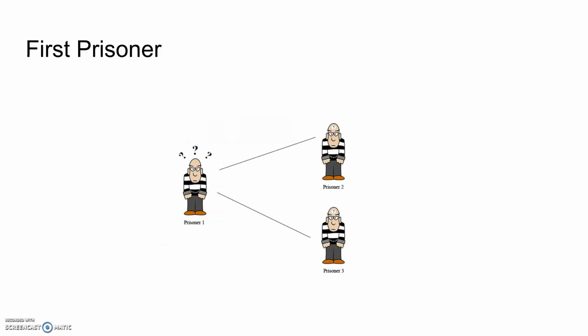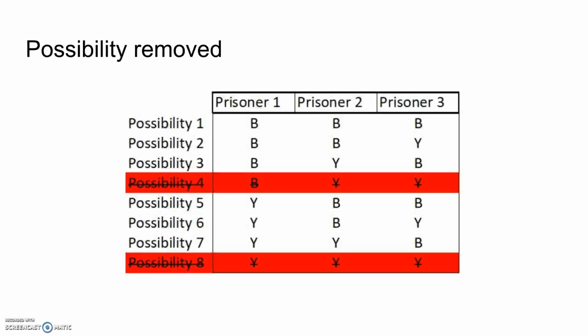So the first bit of information that we're given is a clue. When both prisoner 1 and prisoner 2 look at the other 2 prisoners, they're unable to determine their own color. So we'll start with prisoner 1. When he looks at prisoner 2 and prisoner 3 and is unable to determine his color, that gives us a clue. It lets us eliminate a possibility. So possibility 4, where both prisoner 2 and prisoner 3 have yellow dots, is eliminated, because logically, if prisoner 2 and prisoner 3 both had yellow dots, prisoner 1 would be able to determine his color, but he cannot.